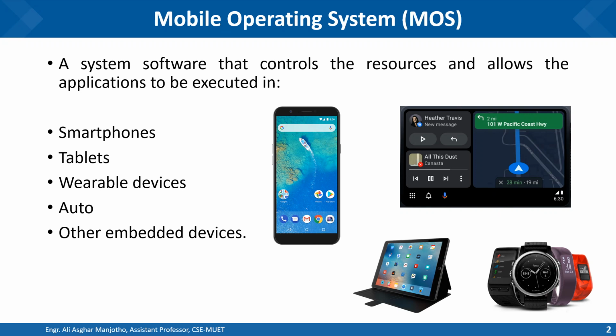And then the mobile operating system is again an operating system. So all the responsibilities of any desktop operating system are also similar for the mobile operating system. The mobile operating system is specifically designed to fulfill the needs of smartphones, tablets, wearable devices, Android Auto, or any other type of smaller embedded devices. So they are specifically designed for those resource constrained devices.